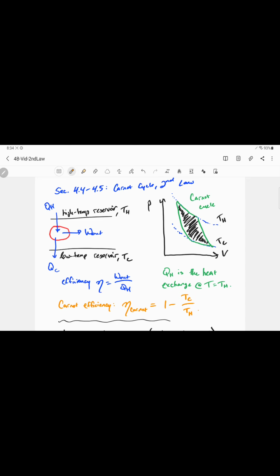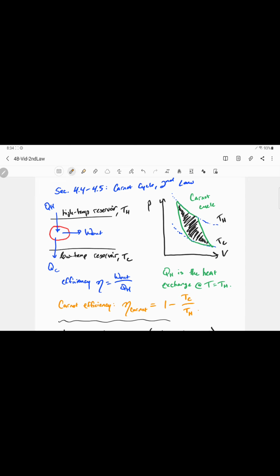The Carnot cycle, C-A-R-N-O-T, is a particular cycle in the PV plane, a particular path, consisting of isotherms, so this piece and this piece, and adiabats. So the steeper pieces are the adiabats here. So isotherms and adiabats comprise a Carnot cycle.